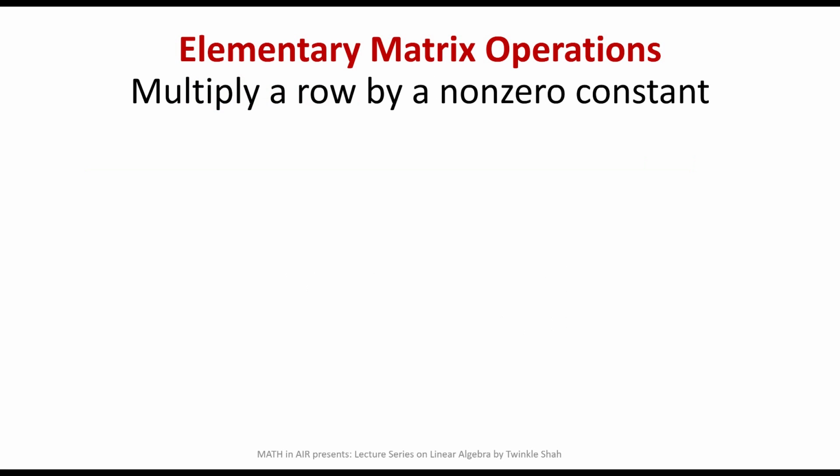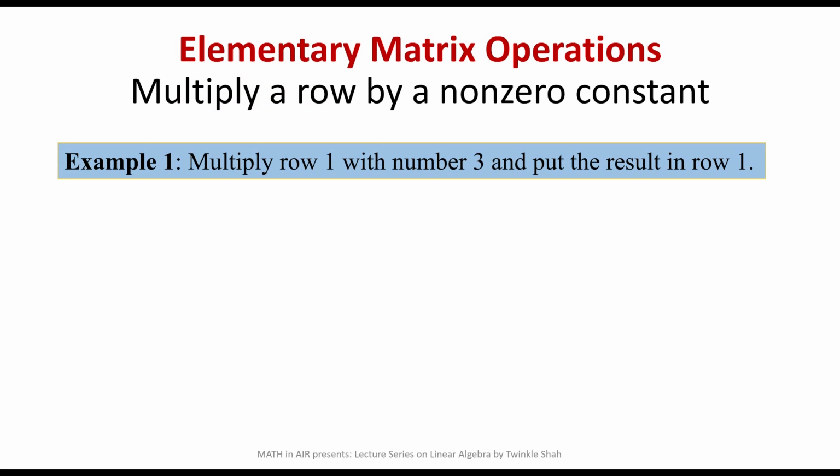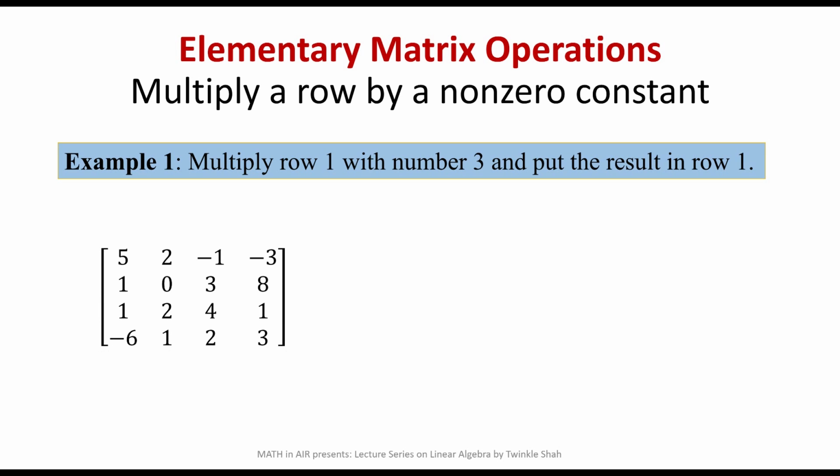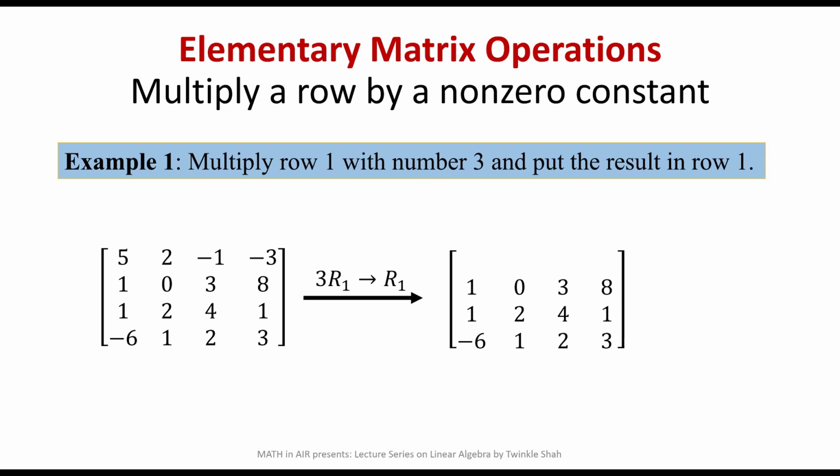Now let's multiply a row by a non-zero constant. For example, we want to multiply row 1 by the number 3 and put the result back into row 1. Let's see how that works. Here we have a 4 by 4 matrix. The resulting matrix is written on the right. Here you can see that row 2, row 3 and row 4 of the resulting matrix remain unchanged. Row 1 in the resulting matrix is changed because we are multiplying row 1 of the original matrix by the number 3. So let's do that.